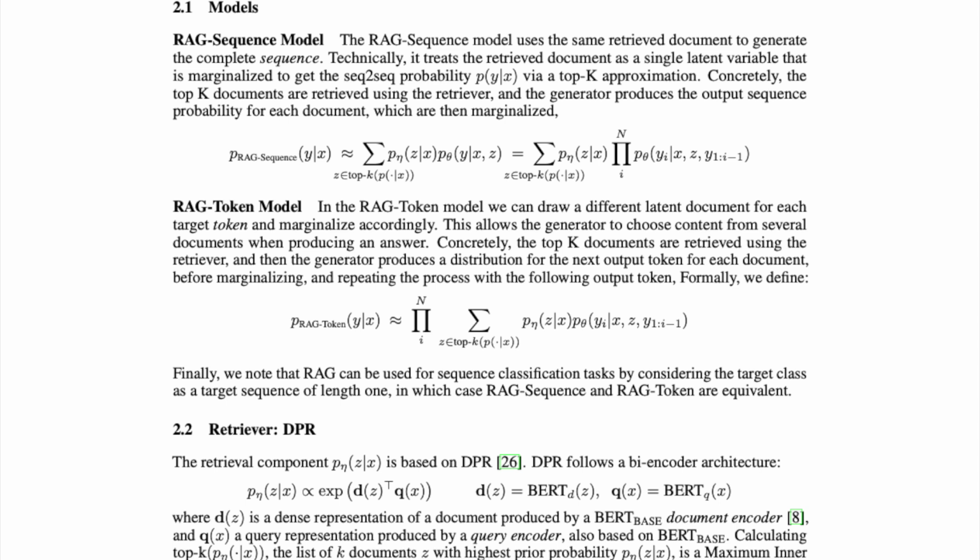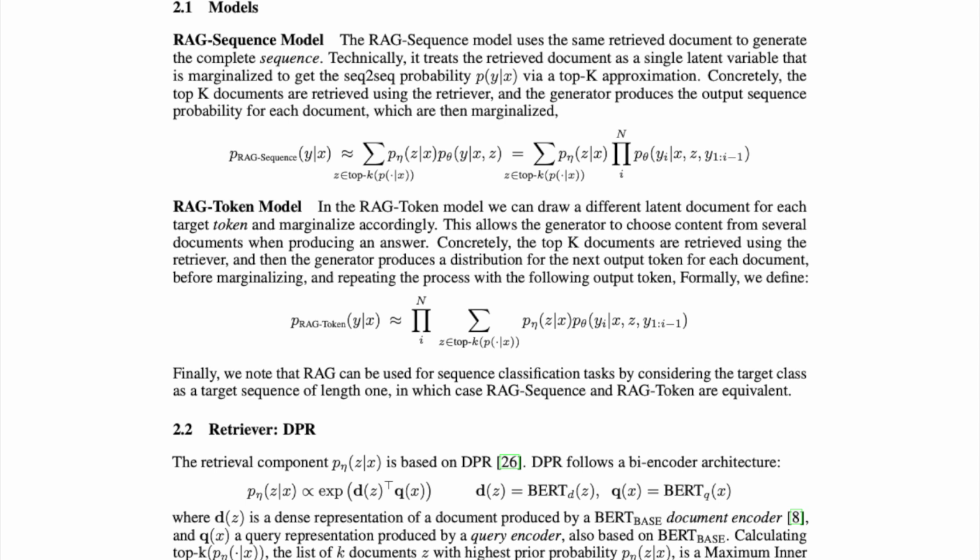The RAG-Sequence model uses the same retrieved document to generate the complete sequence. Technically, it treats the retrieved document as a single latent variable that is marginalized to get the seq2seq probability p(y|x) via a top-K approximation. Concretely, the top K documents are retrieved using the retriever, and the generator produces the output sequence probability for each document, which are then marginalized.